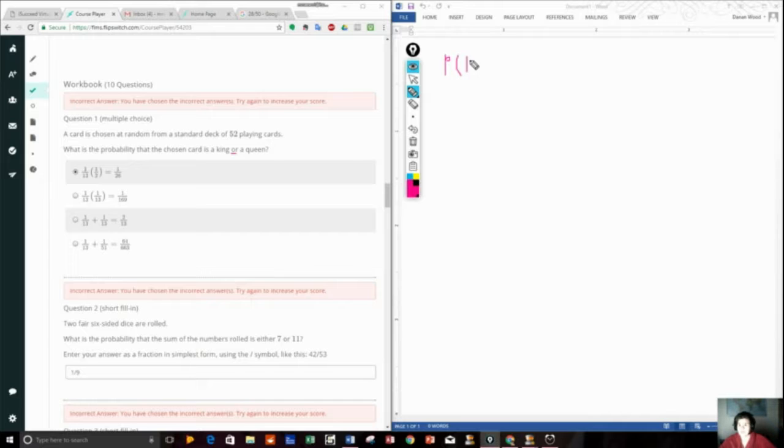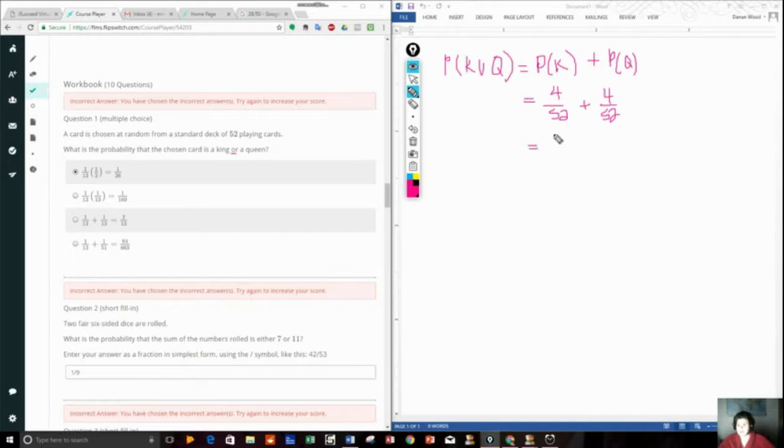So we're going to have the probability of drawing a king or a queen. It's going to equal the probability of a king plus the probability of the queen. So I'm not going to add their intersection because there's no chance of having the king and a queen at the same time. There isn't an intersection. So we have the probability of drawing a king. Well, there's 4 cards out of 52 that are a king. And probability of a queen, there's 4 out of 52 again.